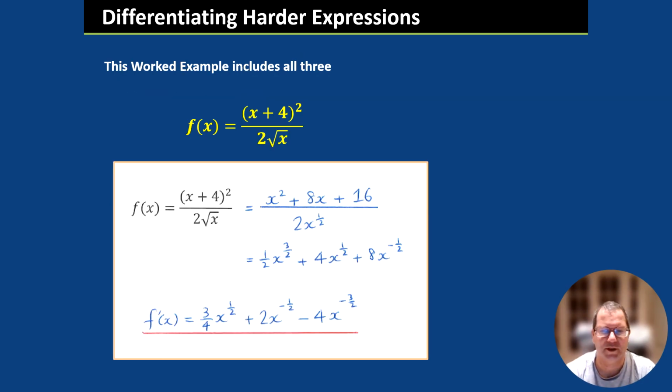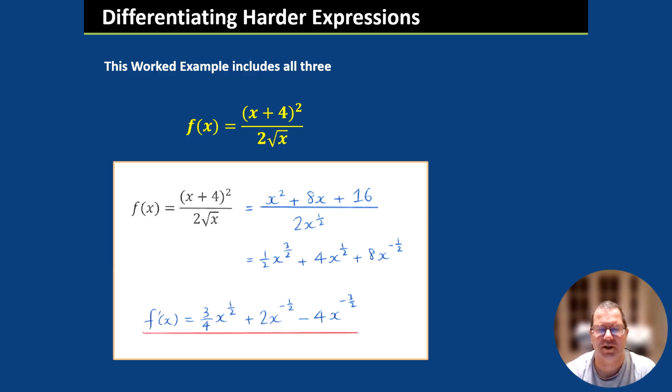For our final worked example, we have all three things going on at once. We have a fraction, we have brackets, and we have a number on the denominator. So looking at the numerator, (x plus 4) all squared can be expanded to x squared plus 8x plus 16. 2 root x is the same as 2x to the half. And then dividing each of the terms on the top by 2x to the half gives us a half of x to the 3 over 2 plus 4x to the half plus 8x to the negative a half.